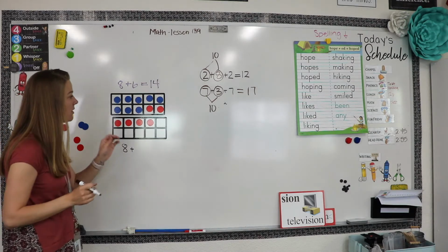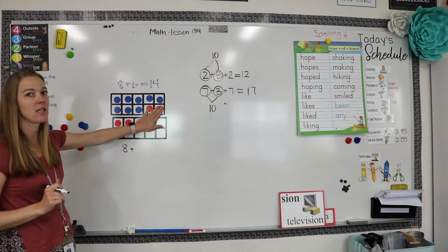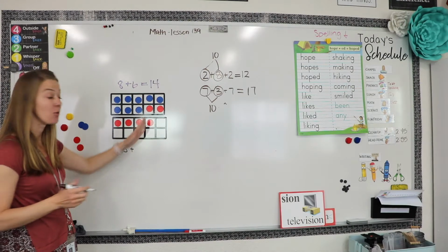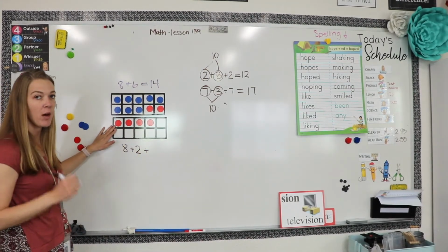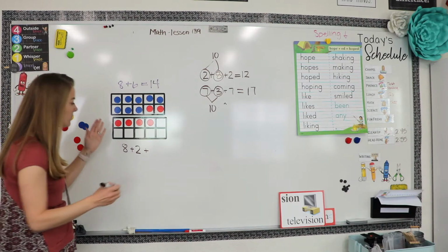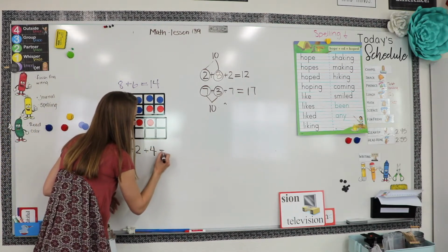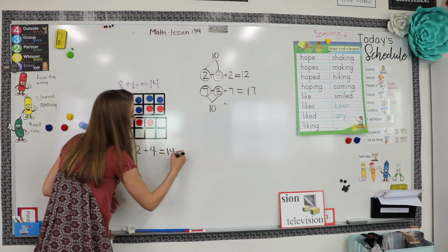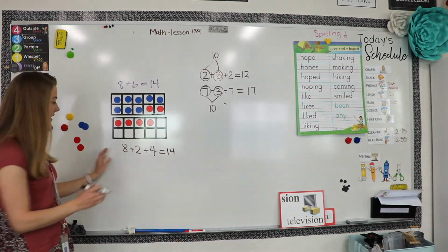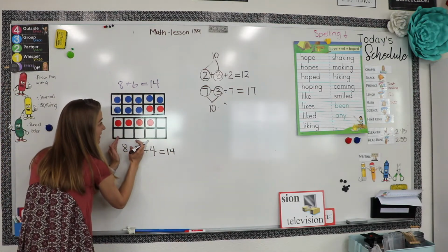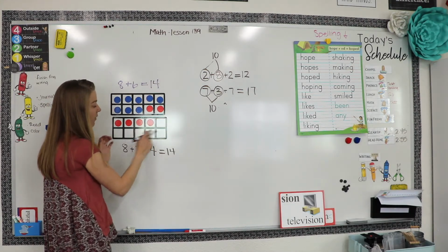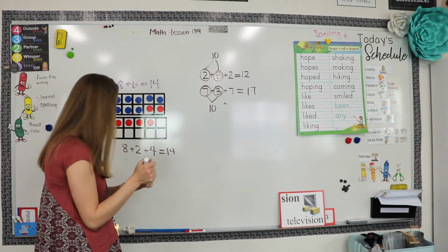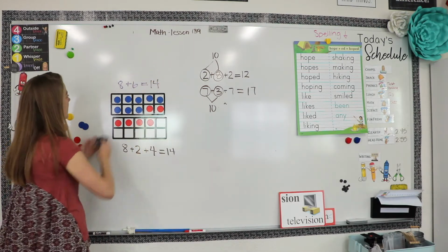Okay, so watch. How many red ones are in the top 10 frame? 2. And how many red ones are in the bottom 10 frame? 4. So it still equals 14. But now I separated it so I have my 10, right? Because I want to make groups of 10 first, and then I add my 4. Let's do it again. I know that is probably like, what just happened?